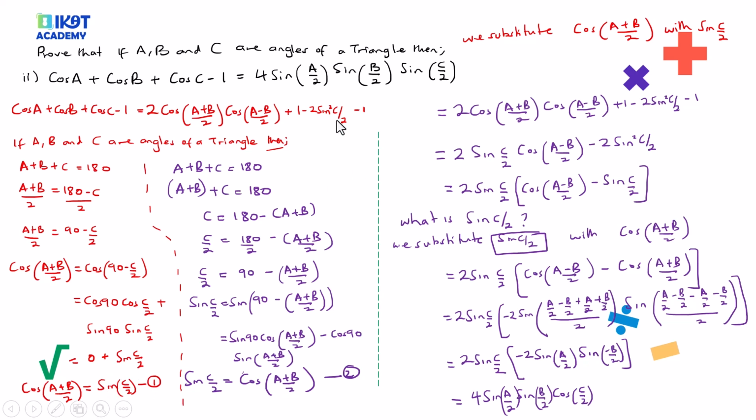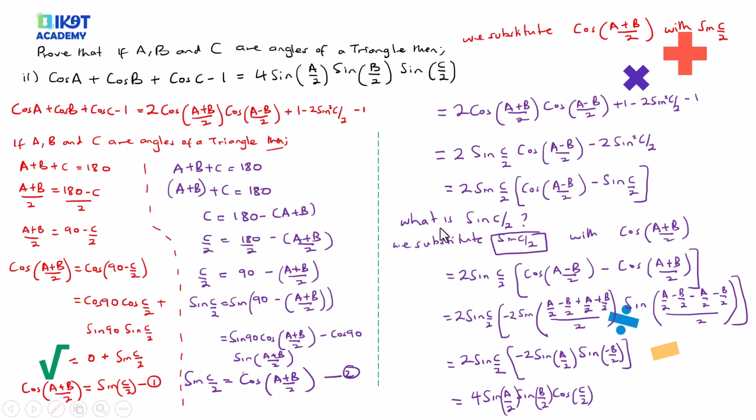So now we come back and we substitute. We see cos A plus B out of 2 with sine C out of 2. So we substitute for this with sine C out of 2. And remember, this one goes with this one. So now we just have this. When we factorize out 2 sine C out of 2, we have cos A minus B out of 2 minus sine C out of 2.